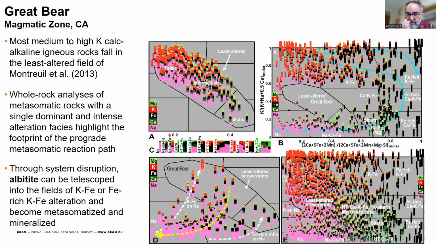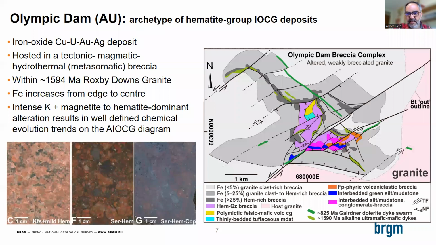Then, in a second example, we will test the barcode with the data from the Olympic Dam deposit. Olympic Dam is the archetype of hematite group IOCG deposit. This deposit is hosted in a tectonic magmatic hydrothermal breccia within the Roxby Downs granite.